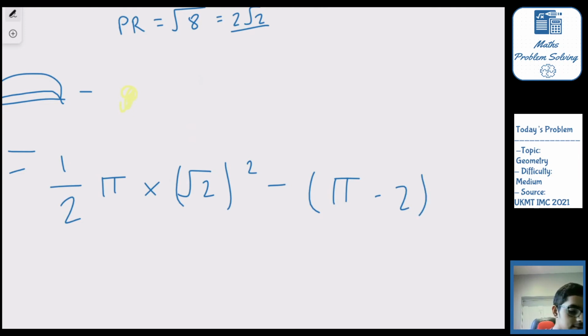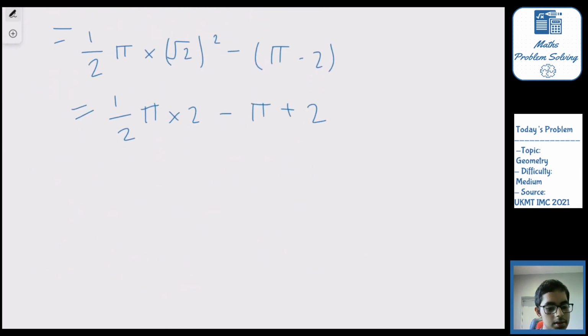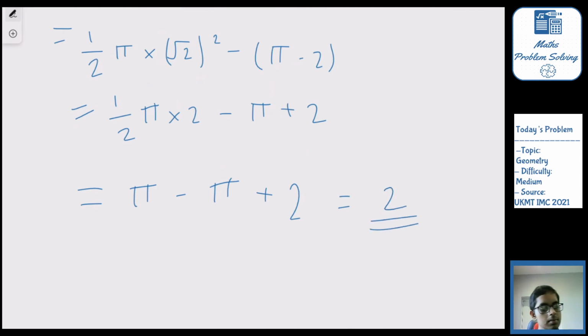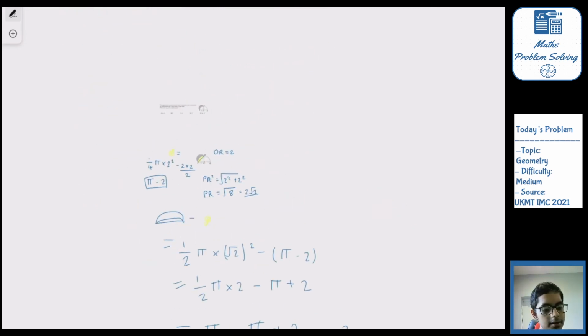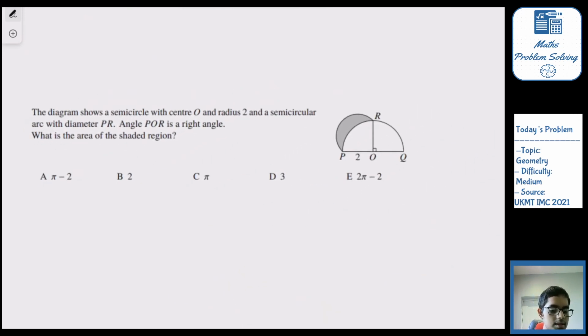So now we can simplify this. This equals a half pi times 2 minus pi plus 2. So now let's go down a bit more, which equals pi minus pi plus 2, which just equals 2. So now we have this. The area of the shaded region is basically just 2, which is B. So that is our answer.